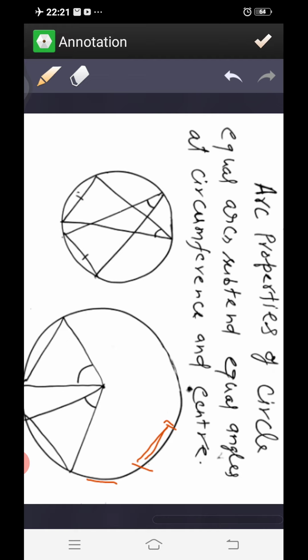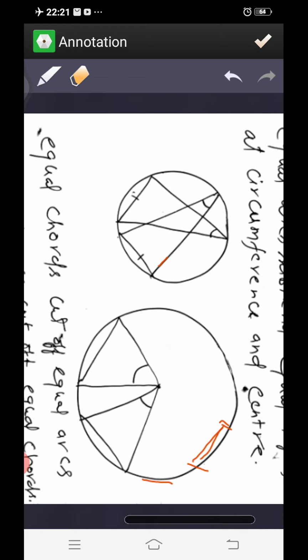We have drawn two equal arcs here. We can see this arc and this arc. From these arcs we make angles at the circumference. We can see that we have made this angle, and similarly we have made this angle. Then both angles will be equal. Equal arcs subtend equal angles at the circumference.